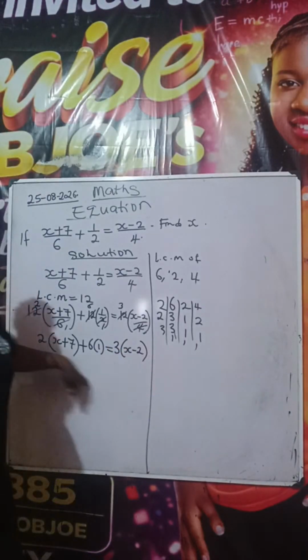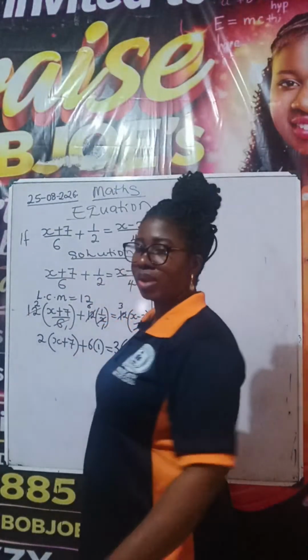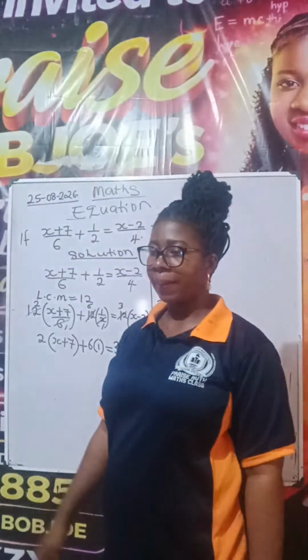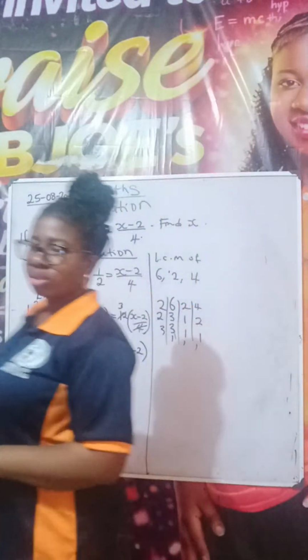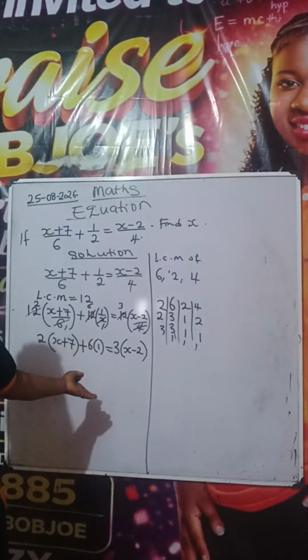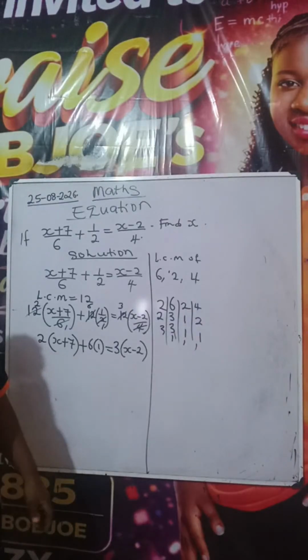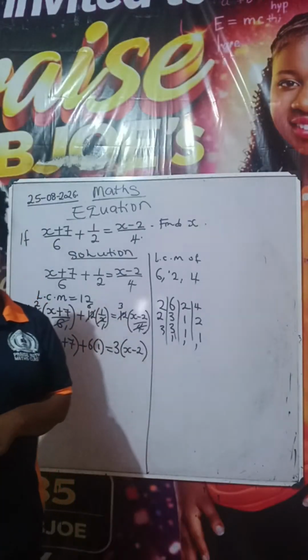Now everybody, look at the new equation. You see that there is no fraction again. We have removed the fraction. Now at this point, we can solve this. So what do we do? At this point, I want to hear from you. What do you think we are going to do now? This one is just a normal simple equation. So what do we do here?